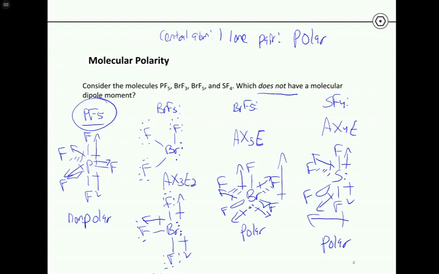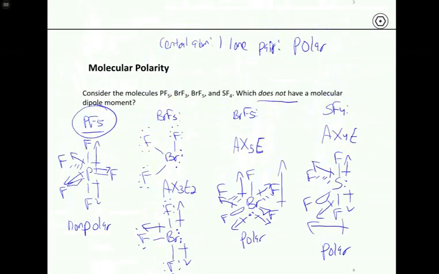I gave you that chart in the notes last week on Monday or Wednesday, I believe it was, and in that you're going to look at those geometries, which determine what the polarity is for the whole molecule. But if it's 1 lone pair, it's definitely going to be polar. You don't even have to think about it.